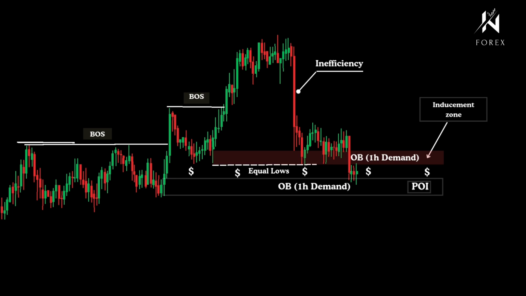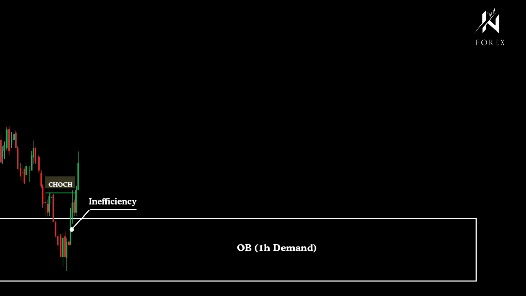Next step. To refine our entry, let's zoom into the 5-minute chart for a clearer view of price action and search for any signs of a change of character, CHoCH. 5-minute time frame analysis. On the 5-minute chart, we can clearly identify a change of character, CHoCH, as price breaks structure to the upside, leaving behind a notable inefficiency. This signals a potential shift in momentum favoring buyers.